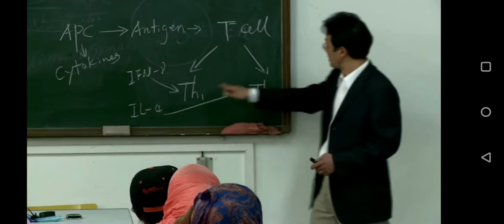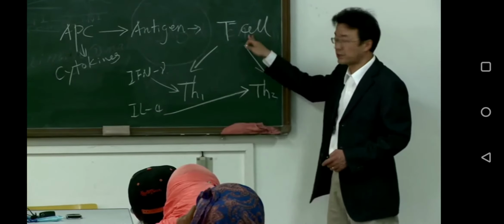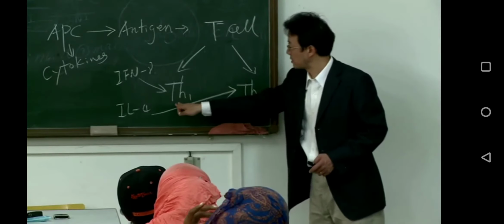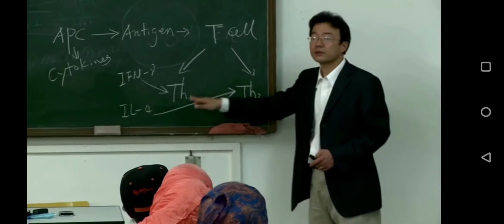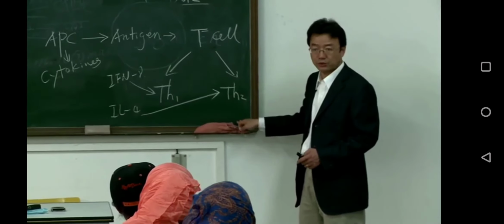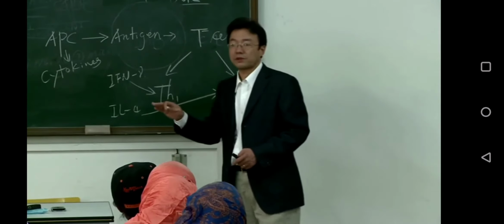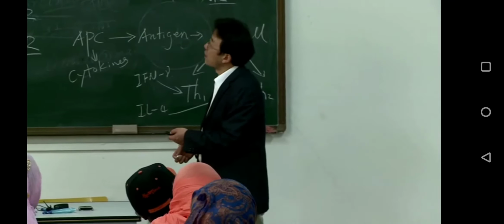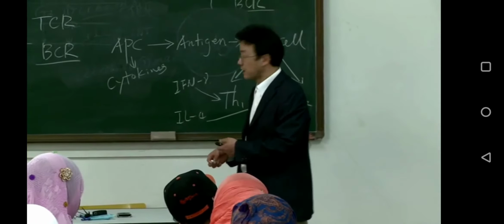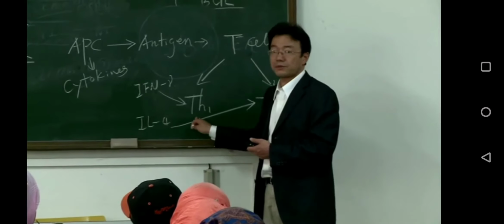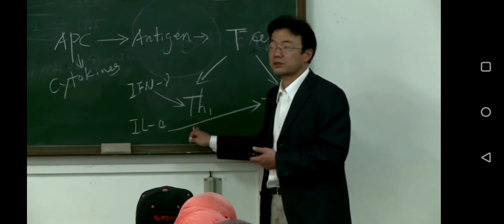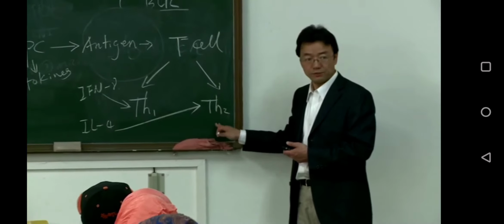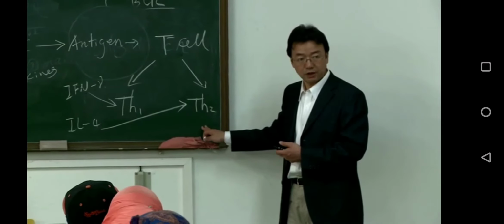Interleukin-4 helps the T cell to differentiate to the Th2. The shift between Th1 and Th2 means the type of adaptive immunity is different: either the cellular immune response is dominant, or the humoral immune response is dominant.